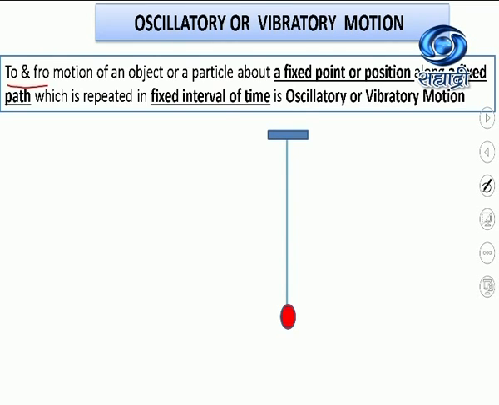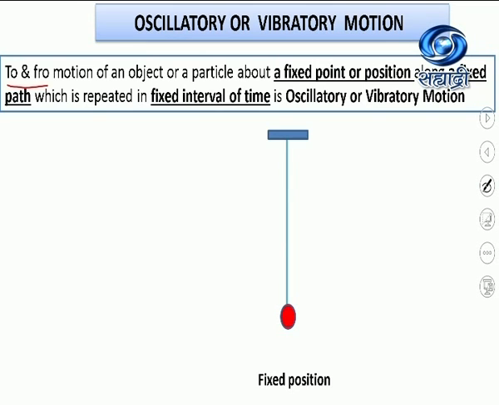As an example, a string is fixed to a rigid support, and the other end of the string is fixed to a spherical heavy ball called the bob. So this assembly is called a simple pendulum. Initially, as per the diagram, the pendulum is at rest, which is called a fixed position or a fixed point. This position is called the mean or equilibrium position.